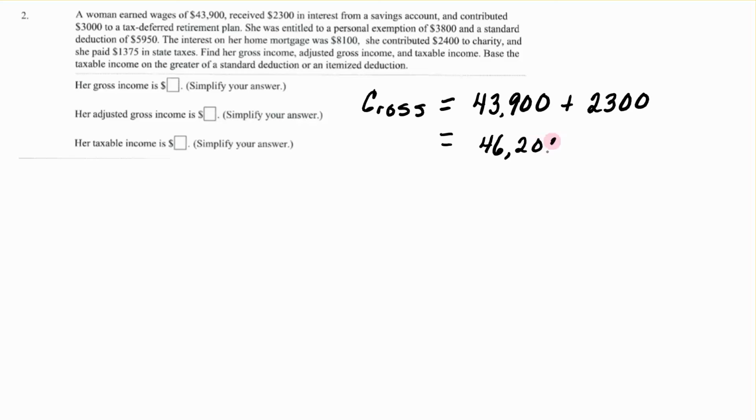we can start out with her gross income. All right, what did she earn? She earned $43,900, and she had interest that she has to pay taxes on of $2,300, and that gives us a gross income of $46,200.